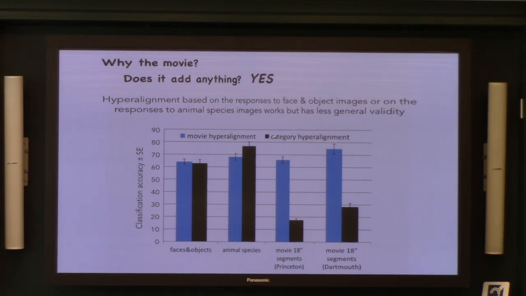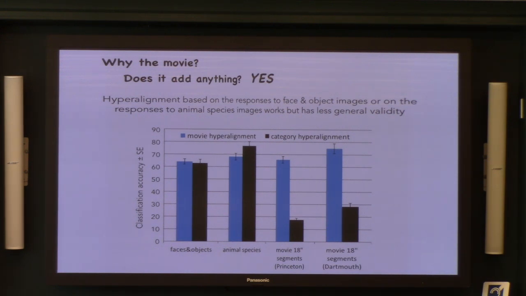But if you take the transformation matrices derived from the category experiment and apply them to the movie data, that classification of movie time segments crashes. It just doesn't have the general validity. It's very valid for the stimuli in that experiment, but doesn't have general validity across a wider, more representative range of visual stimuli. So that's one point. We get a much broader sampling of visual stimuli and brain states by using a naturalistic stimulus, like a movie.